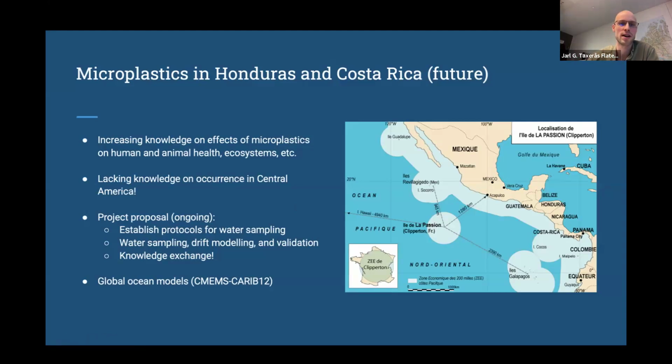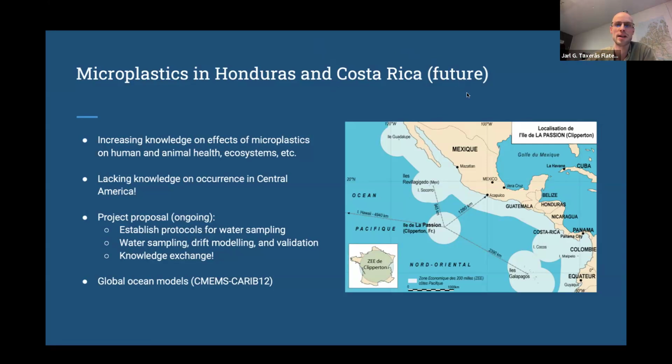So in this project, we want to establish protocols for water sampling in these countries, and perform water sampling and drift modeling, and validate based on the water samples that we take. And an important aspect here is knowledge exchange. We know a lot about drift modeling from the salmon lice case in Norway, and now we're using the jellyfish case as well, and microplastics, of course.